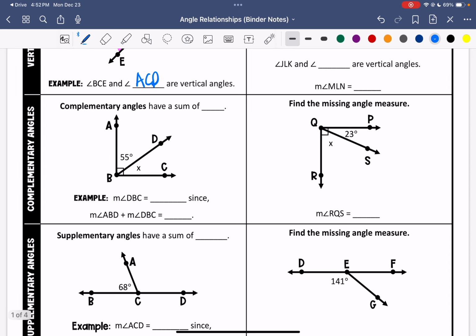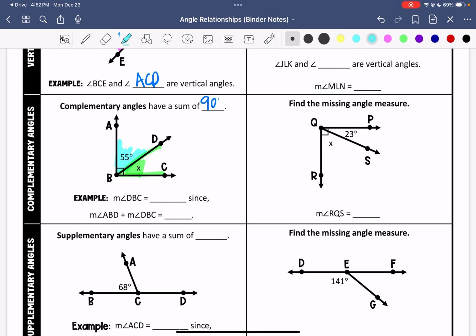For our next example is complementary angles. If you notice, it's a right angle. And if you remember, that is 90 degrees. So in other words, angle DBC plus ADB, they both add up to equal 90.